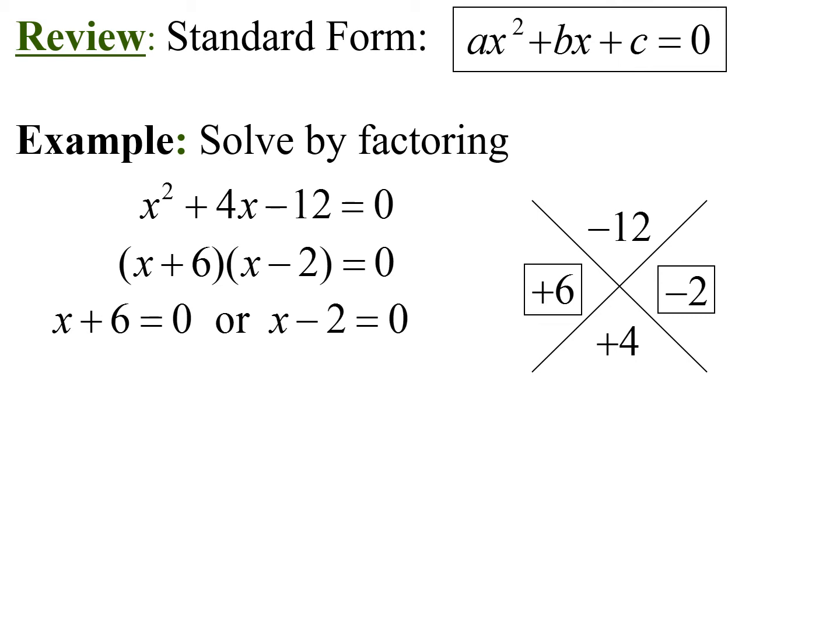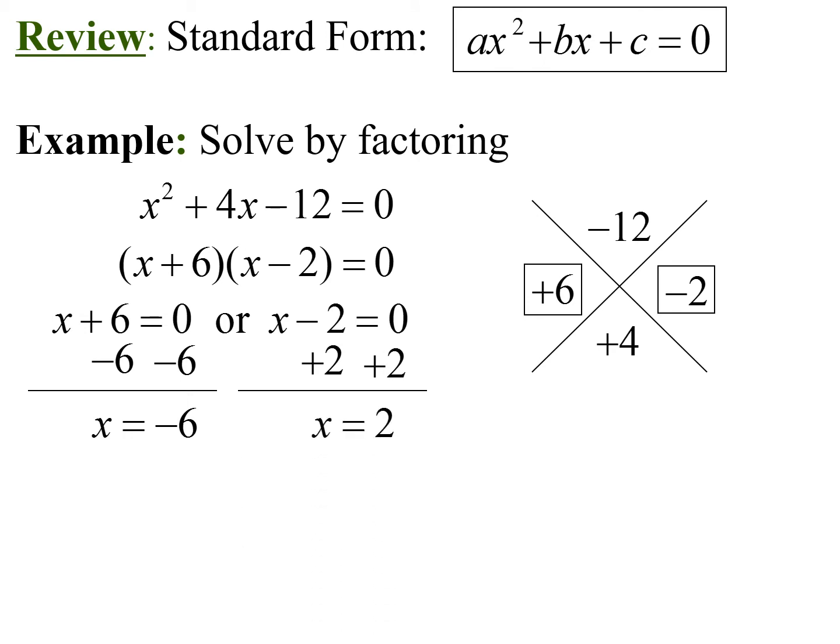To solve for the first value of x, I'm going to subtract 6 from both sides, and I get x is equal to negative 6. To solve for the second value of x, I'm going to add 2 to both sides, and I get x is equal to 2. So my solution is x equals negative 6 or 2.